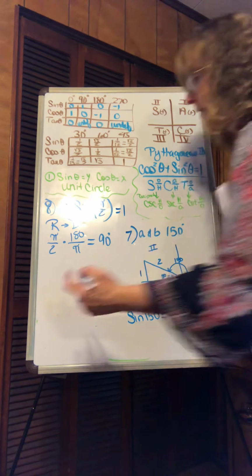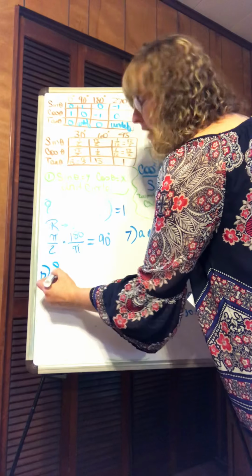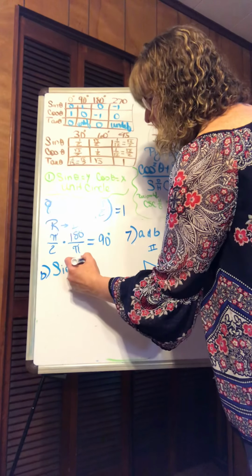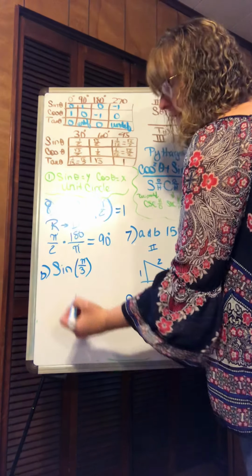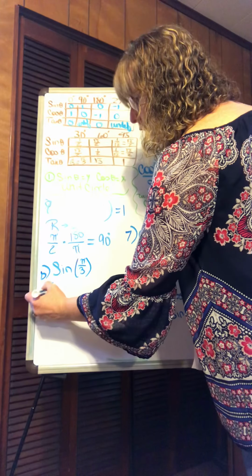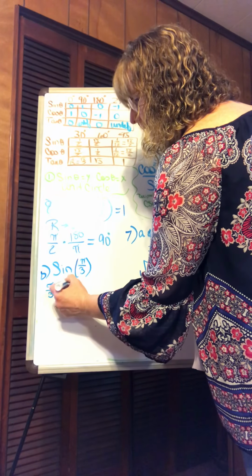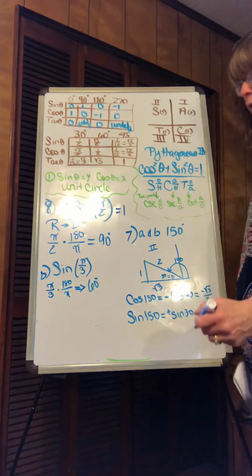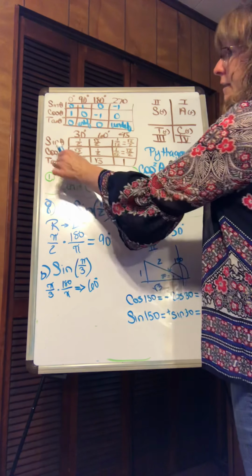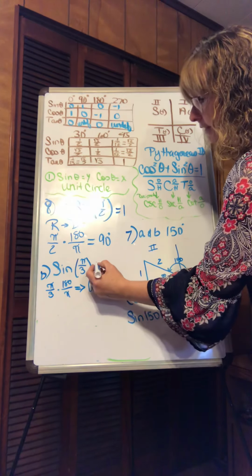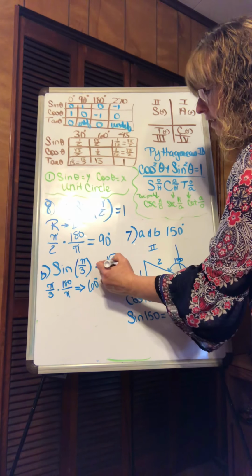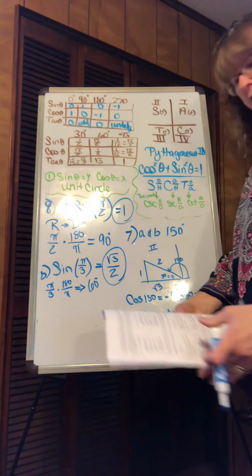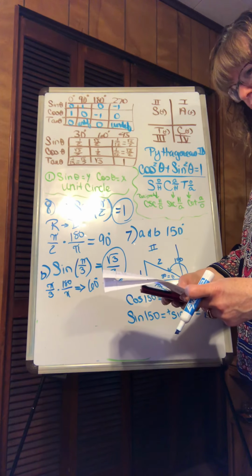Number 8, part B. B is saying the sine of pi over 3. So again, do the conversion. Pi over 3 times 180 over pi gives me a 60-degree angle. So what's the sine of a 60-degree angle? Well, here, sine 60 degrees is positive radical 3 over 2. So if you can do the conversion, this is pulling in less than 2, you're in business.